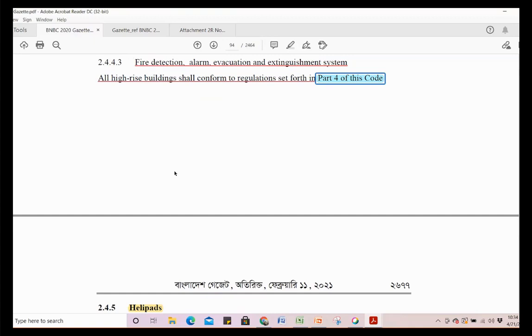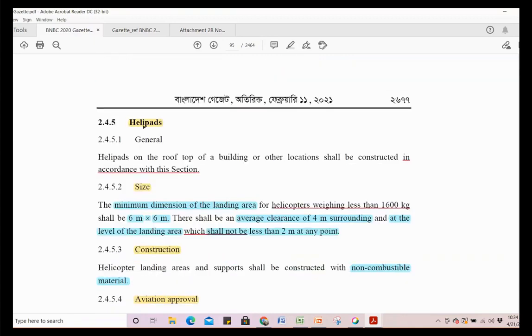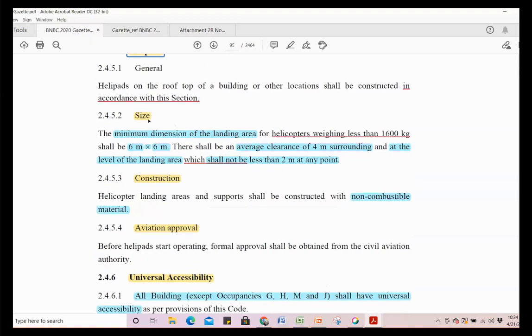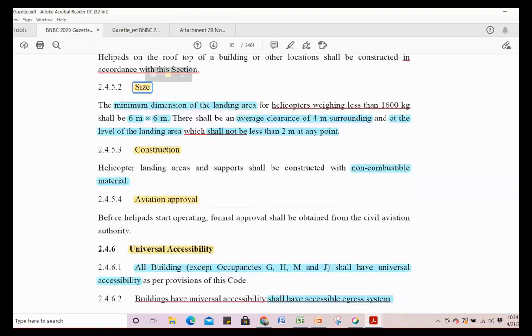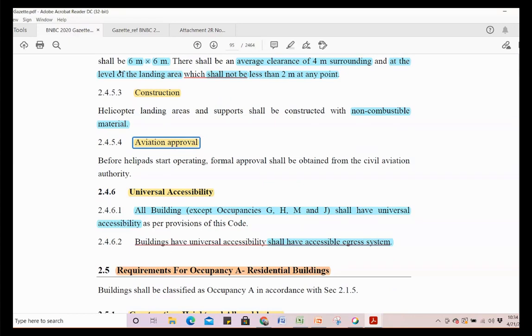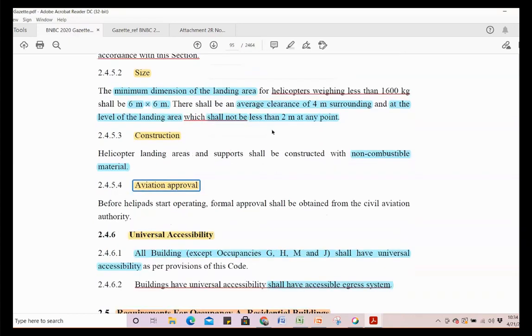be covered later on. There is an option for helipads in high rise. So helipads, when on the rooftop of a building or other locations, shall be constructed in accordance with this section. So it has guidelines for size, construction, aviation approval, and so forth. I'm not going into the detail of this information.